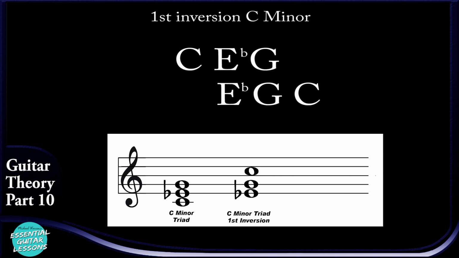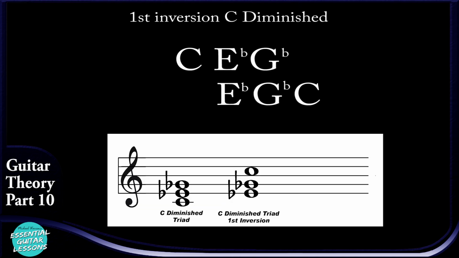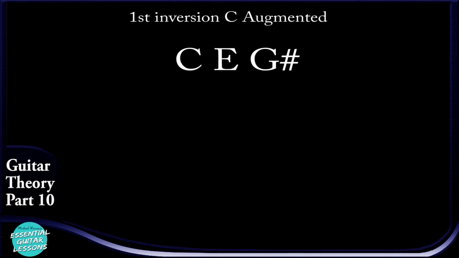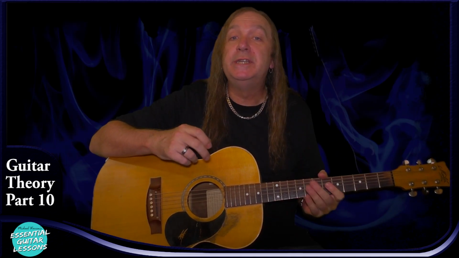If we were to do the C diminished triad, just as easy, take the C, put it up an octave, or if you're writing it, just put it as the last note. We'd have C, E flat and G flat, make it the first inversion, it'd be E flat, G flat and C. Last one we'll do is the augmented triad. Again, we'd have C, E and G sharp. Put the C at the back or up an octave, we'd have E, G sharp and C. So that's pretty easy. Take the lowest note and put it up an octave.